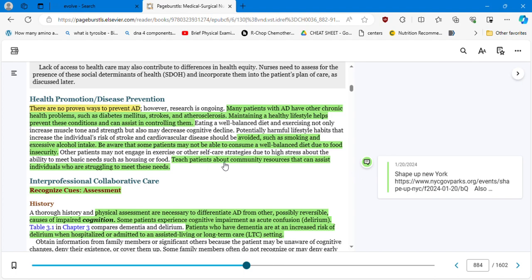Teach patient about community resources that can assist individuals. So I gave you in the supplemental file, you have this link. It's called Shape Up New York. You're going to find Zumba classes for free in all boroughs. Every day, the schedule is very interesting. You can have classes and exercises for older adults all the way to high cardio exercises. It's very interesting. You can go, I gave you the website.